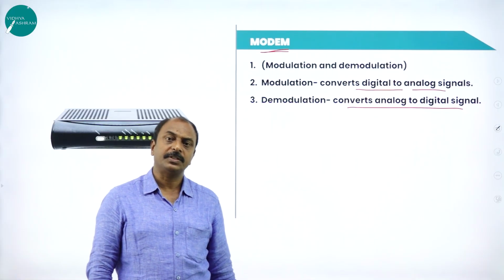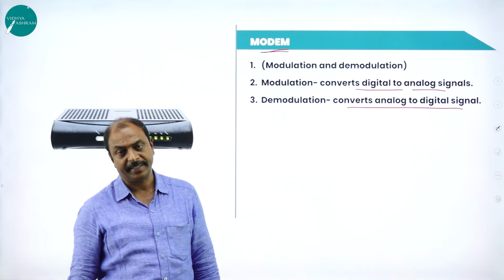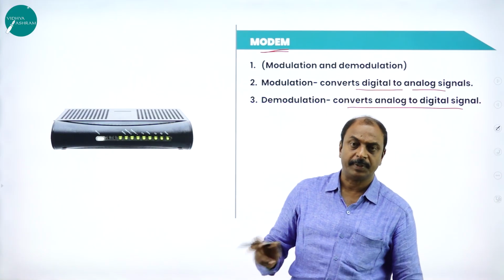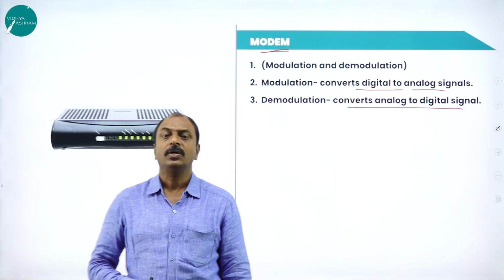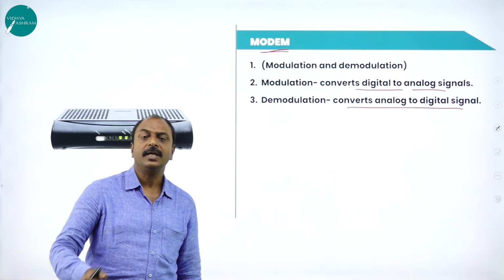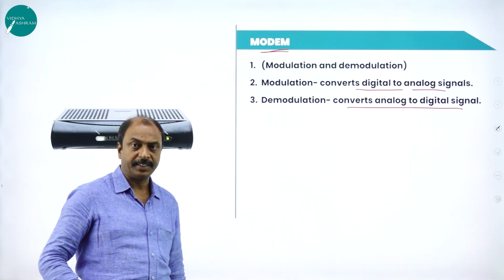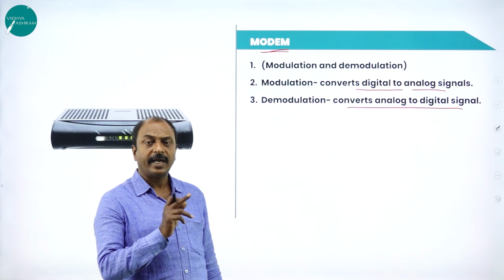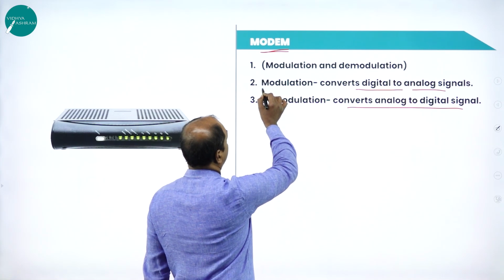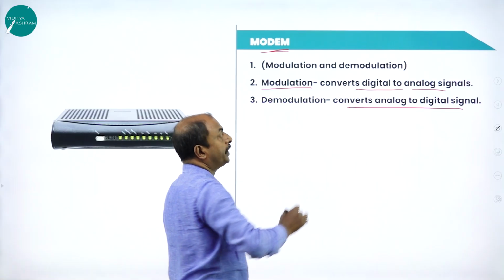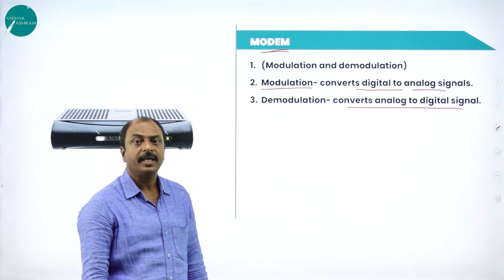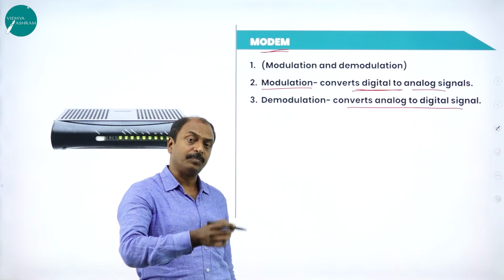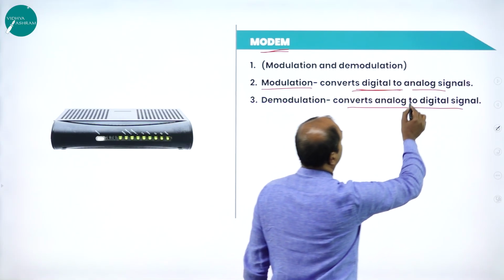The data generated at a computer is digital data, and the data has to pass through different networking cables. The cable is going to carry only analog signals, not digital data. So once the data has been generated at one computer, it has to go through the modem. The modem first modulates, that is, it converts the digital signal or data generated at that computer into analog signal.